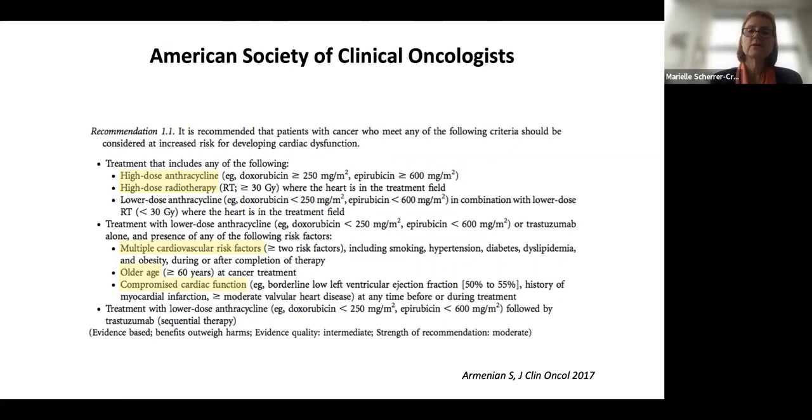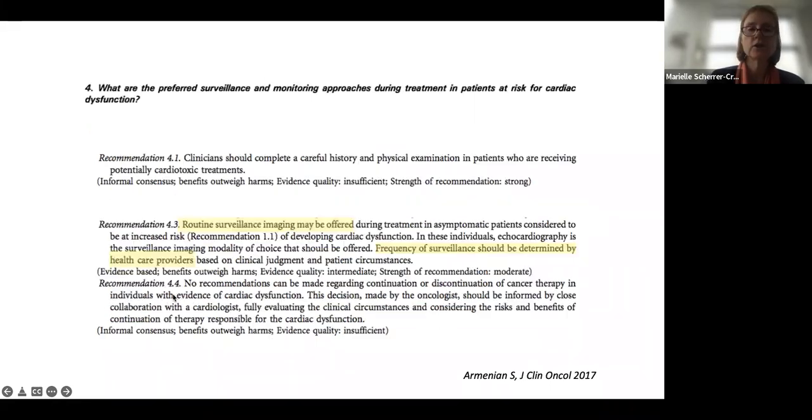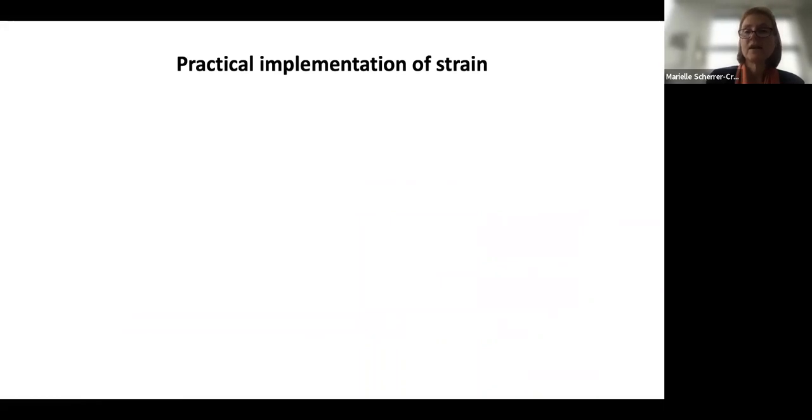The American Society of Clinical Oncology did a good job of differentiating, and I think that's a very important thing, to stratify your patients in your head as who is at increased risk and who is not, and your behavior towards the patients may be different based on that. High-dose anthracycline, radiotherapy, multiple risk factors, older age or compromised function. And then they didn't say too much. Routine surveillance imaging may be offered, and the frequency of surveillance should be determined by healthcare providers.